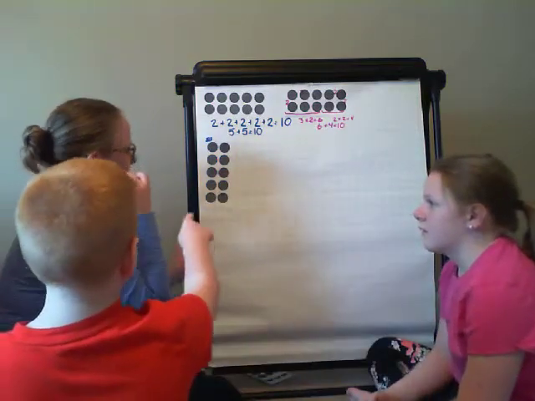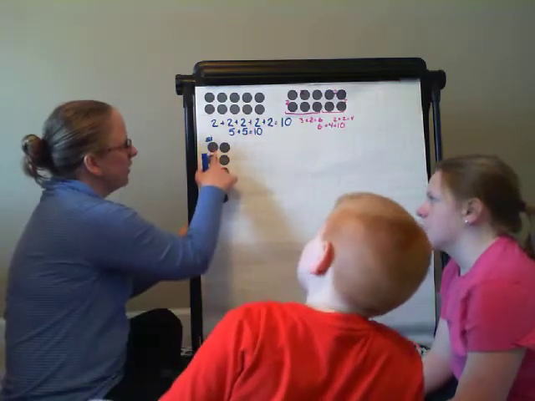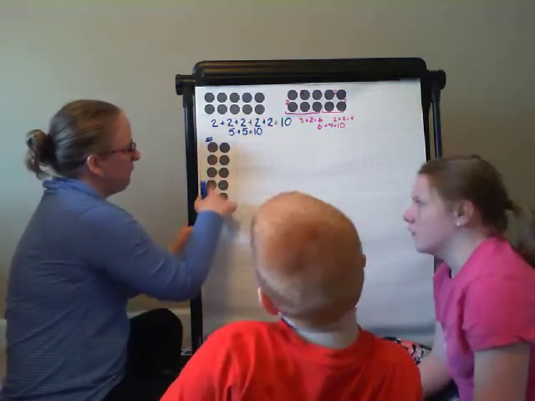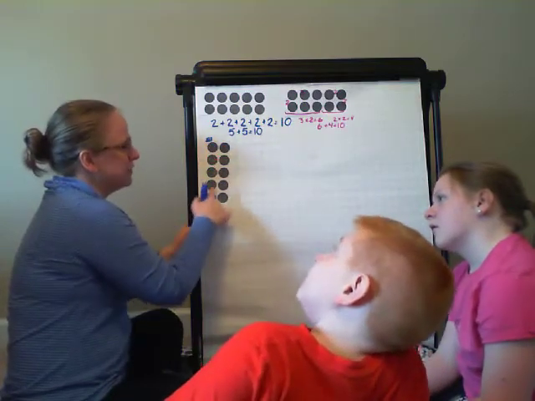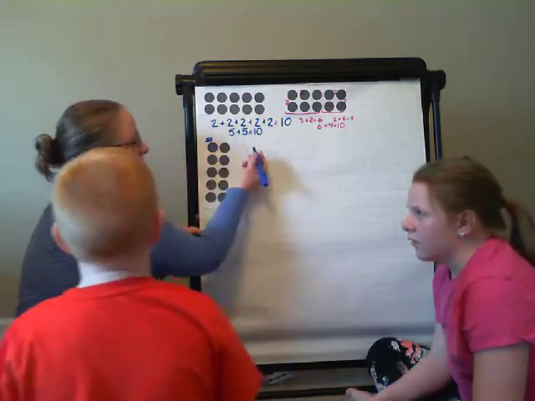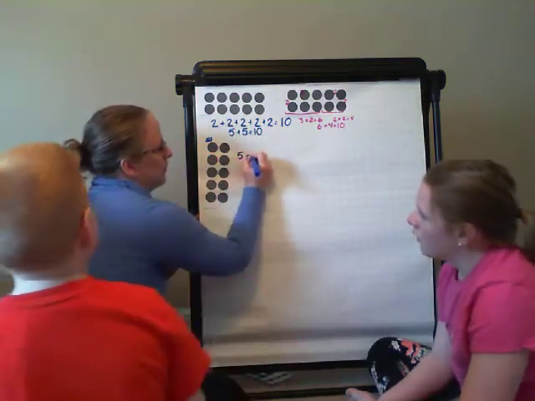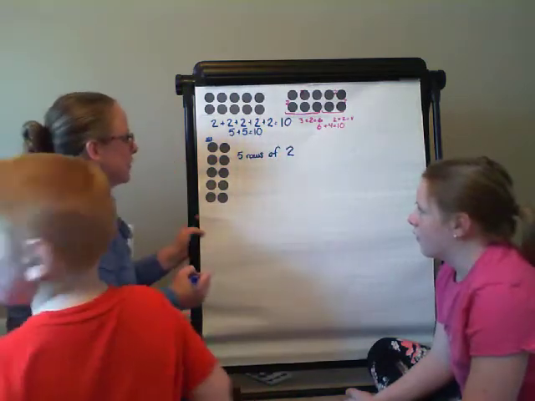And columns go down. Okay, so you are saying you see 5 rows. How many are in each row? 5 rows of 2. Then the next is 2 rows of 5.